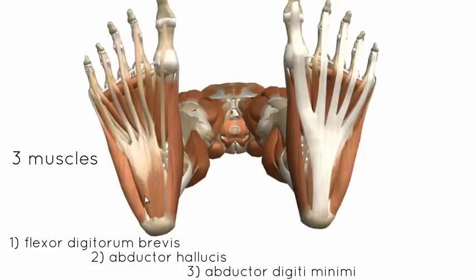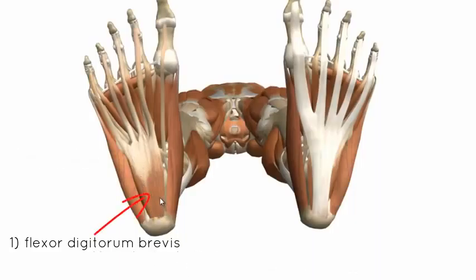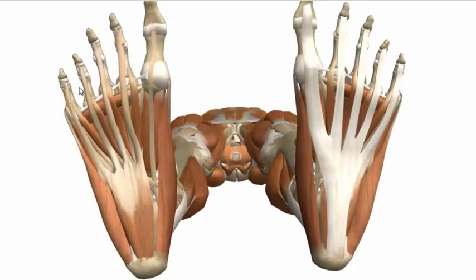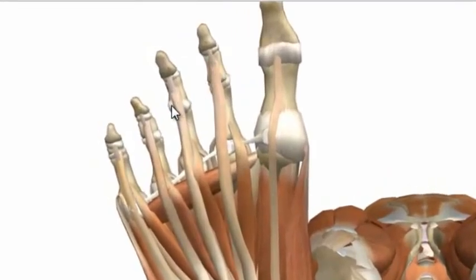So right in the middle here we've got the flexor digitorum brevis muscle. So this originates on the calcaneus, on the medial process of the calcaneus, and it forms 4 tendons which insert onto the middle phalanx of the lateral 4 digits. So it inserts on the sides of the middle phalanges of the lateral 4 digits.